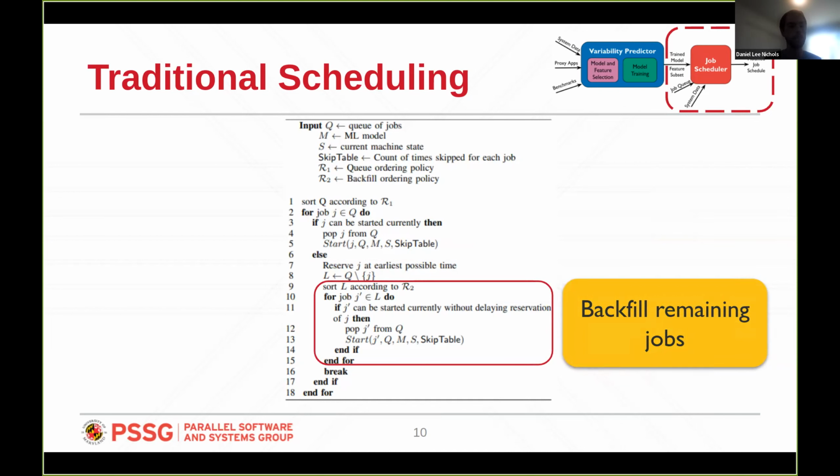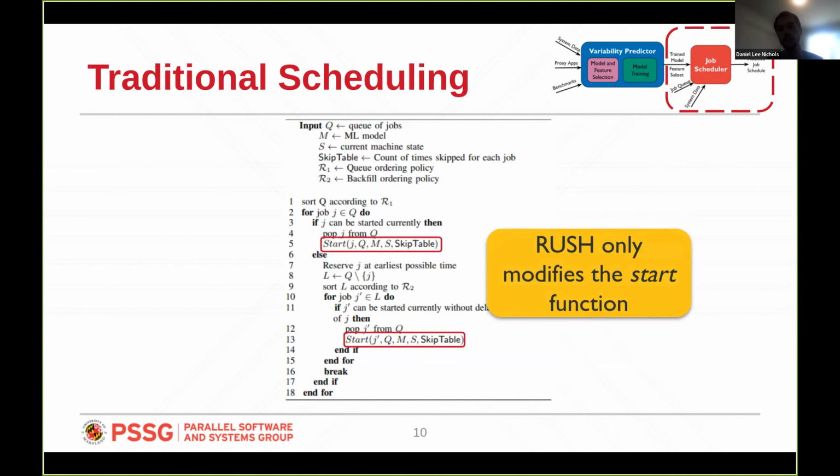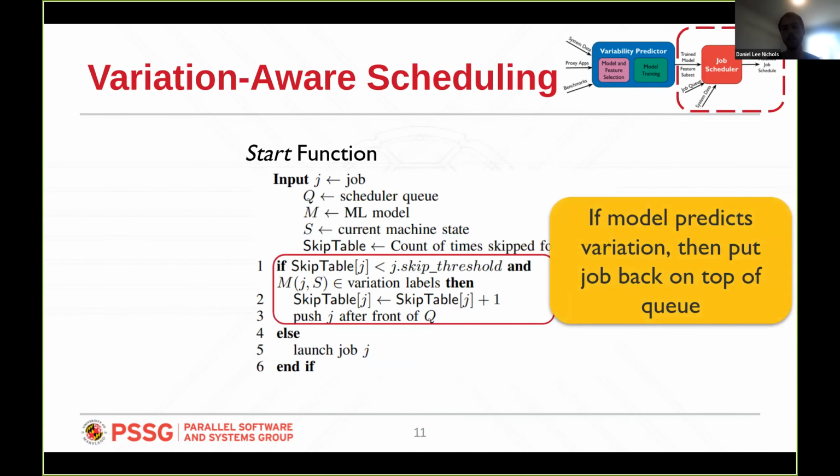And in Rush, we pretty much leave this algorithm intact. We look at this start function here, which takes care of launching a job on the actual resources when it's ready to run. So in the Rush version of start, we add a conditional check before a job is launched, where we run our machine learning model on the current system counters and a job, and we predict if that job will experience variation or not. And if the model says yes, it is going to experience variability, then we go ahead and put it right at the top of the queue where it was before.